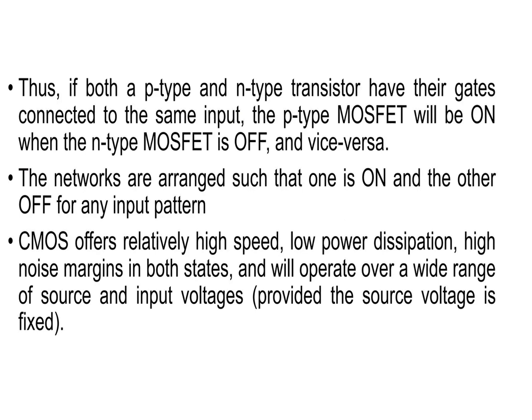Thus, if both a p-type and an n-type transistor have their gates connected to the same input, then the p-type MOSFET will be on when the n-type MOSFET is switched off, and vice versa. The networks are arranged such that one is on and the other is off for a given input, either 0 or 1. CMOS offers relatively high speed, low power dissipation, high noise margins in both states, and will operate over a wide range of source and input voltages.